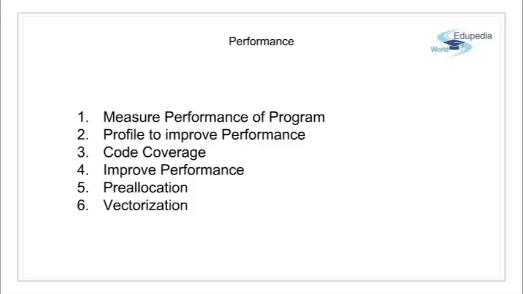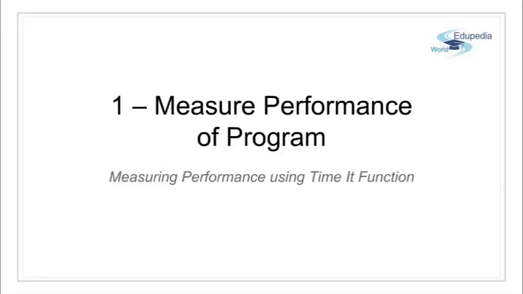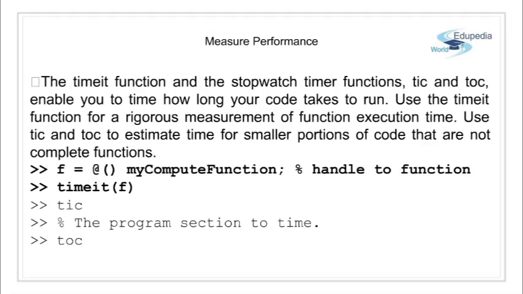I will start this video by providing the overview of measuring performance, and I will introduce Matlab's timeIt function. The timeIt function and the stopwatch timer function, that is tic and toc, enable you to time how long your code takes to run. You can use the timeIt function for a rigorous measurement of function execution time. You can use tic and toc to estimate time for smaller portion of code that are not complete functions.